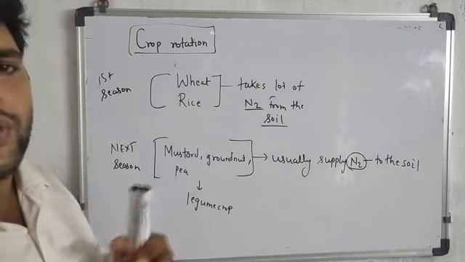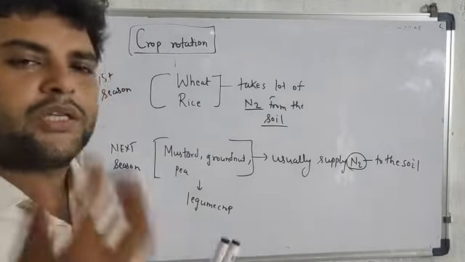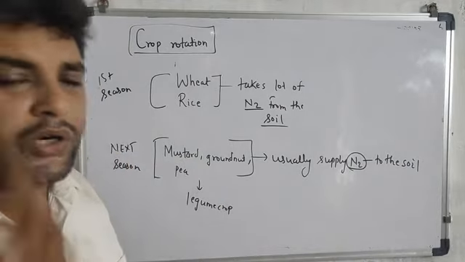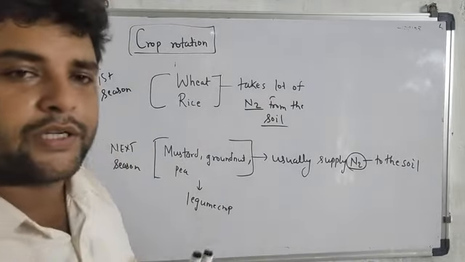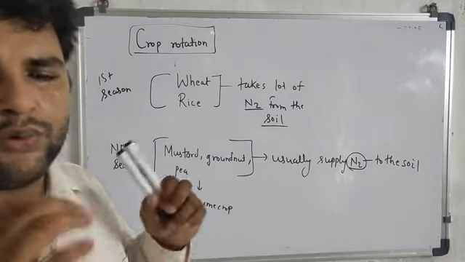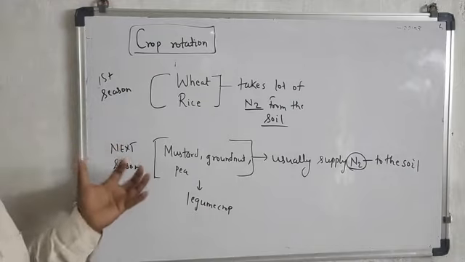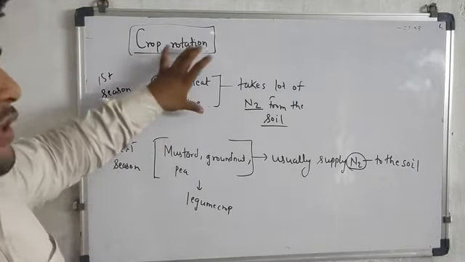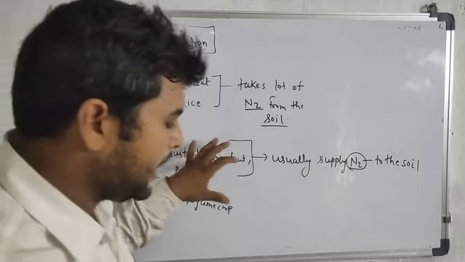Ultimately, if you are cultivating a single crop for a long duration of time, what may it cause? Depletion of particular nutrients. So this is the crop rotation, in which one is taking, another is supplying.